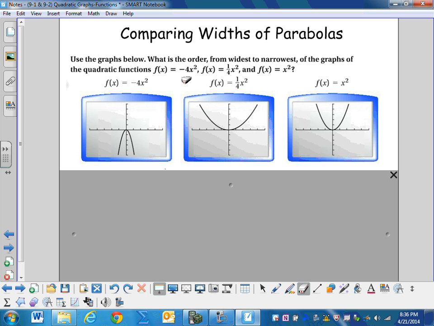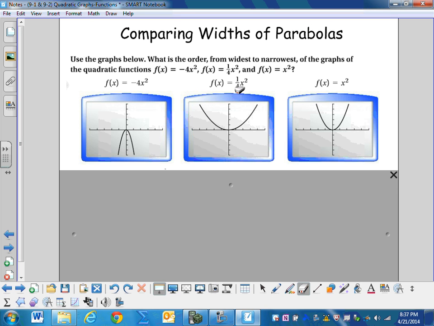The first thing, if we wanted to match the graphs, they've already matched them for us. But since this is the only one with a negative in front of the x squared, we would know it's this graph, because with a negative, it's going to rise and then fall. These others would have a positive a value. This is the parent graph, y equals x squared. This is 1/4 x squared.